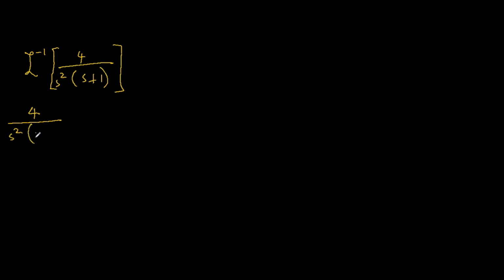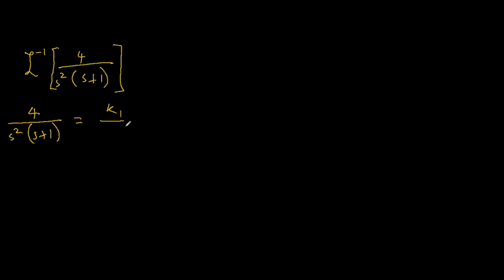So we are told to find the inverse Laplace transform of, let's pick something that is similar to the problem that we've been trying to solve that we just haven't solved yet. So let's say we have 4 over s squared into s plus 1. We want to find the inverse Laplace transform of this. To do that, we'll first of all decompose this expression, 4 over s squared into s plus 1, into partial fractions.